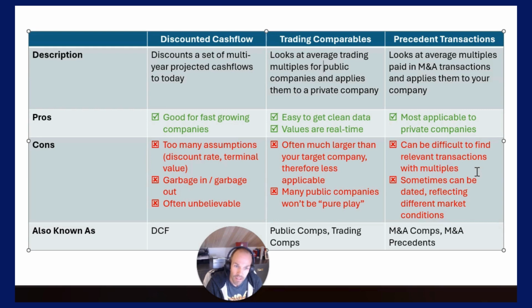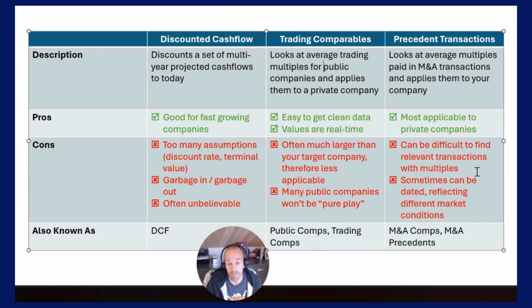The downside of it can be that it's very difficult to find relevant transactions. You might find relevant transactions, but there was no value disclosed. A lot of transactions in the private M&A world are not disclosed, so you don't know what multiple it traded for, whether as a multiple of revenue, a multiple of EBITDA, or a PE ratio. So finding actual relevant transactions with disclosed numbers that can be useful can be hard.